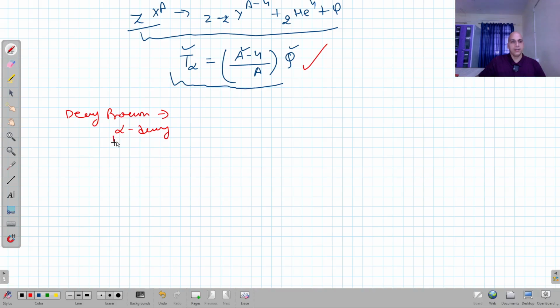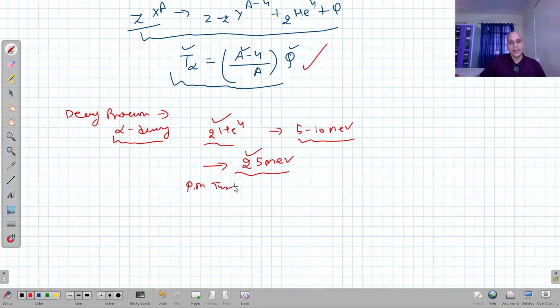So in alpha decay, we know very well an alpha particle is emitted from an atomic nucleus, and this alpha particle has energy of the order of 5 to 10 mega electron volt. So usually a question is asked that how alpha particle emission is possible when the nuclear potential barrier is of the order of 25 mega electron volt. We have to remember that the nuclear potential barrier is of this order, the energy of the alpha particle is of this order. So how is this alpha decay possible?